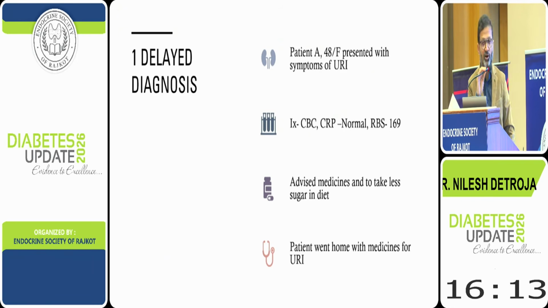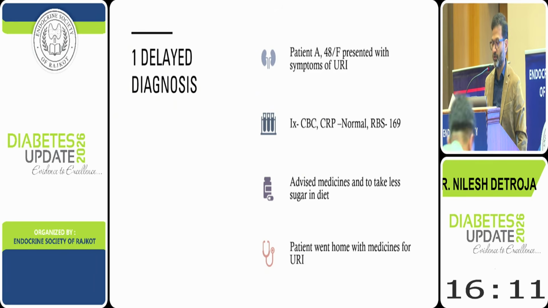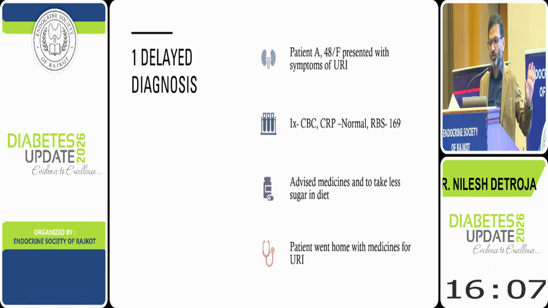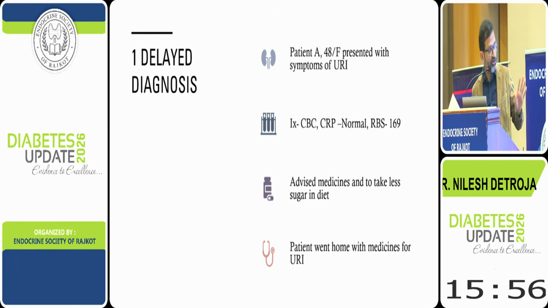Mistakes in diagnosis, because of that it's already majority of the time delayed. So let's see one example. A common day-to-day patient, a 48-year-old female, presents with the symptoms of URI. CBC and CRP were ordered, they were normal. Random blood sugar was advised, it was 169. She was advised medicines for URI and sent back home with the words that you take a little less sugar, your sugar is a little high.